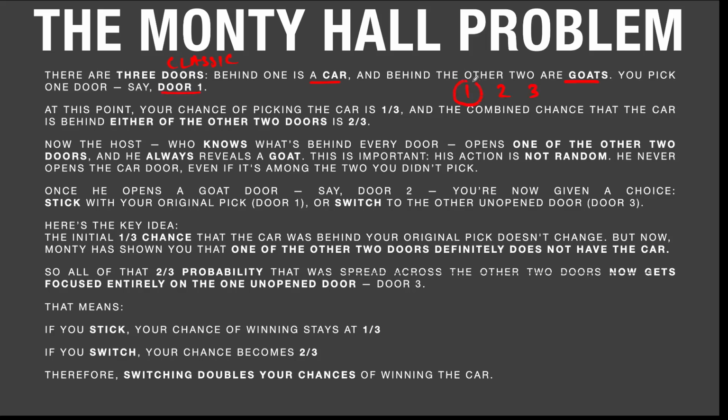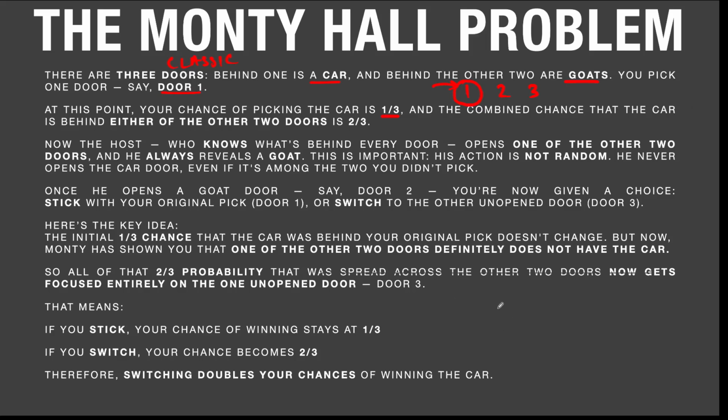You choose door one. At this point, your chance of getting the car is 1 by 3. Why is it 1 by 3? Because there are a total of three choices, and whether you have chosen the first, the second, or the third, one out of three has a car. So your chance of winning a car with door number one is 1 by 3. This is the same across all three doors. And the combined chance that the car is behind either of the other two doors is 2 by 3.